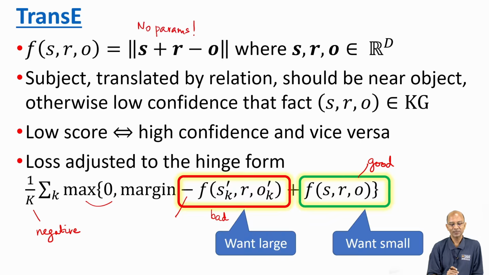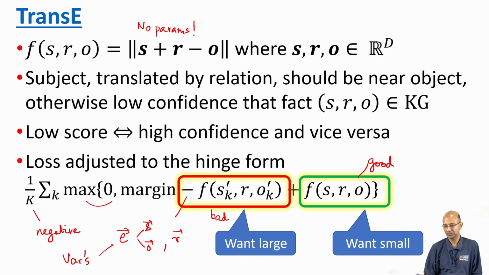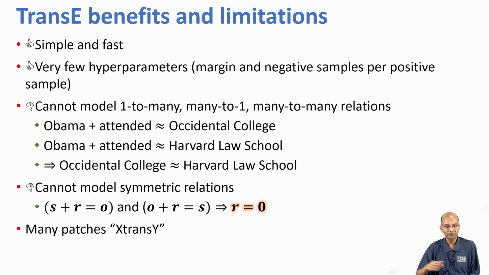The only variables here are coming from entity embeddings, which could turn into subject or object embedding depending on the current fact context, and the relation embeddings. Those are the only variables in the optimization. And that's what we will try to optimize while minimizing this kind of hinge loss over all the triples in the knowledge graph. What are the benefits and limitations of this model, which is called TransE for translated entities?